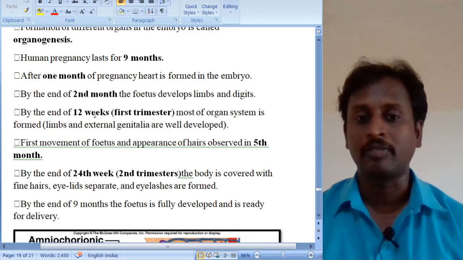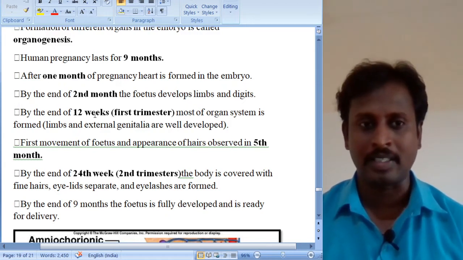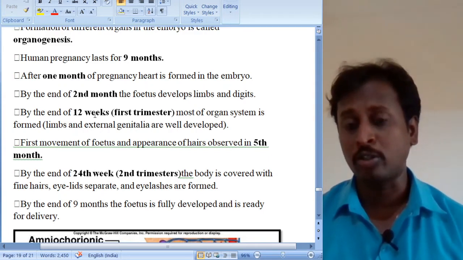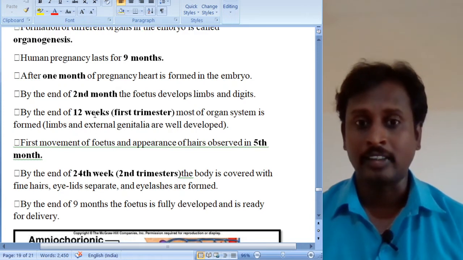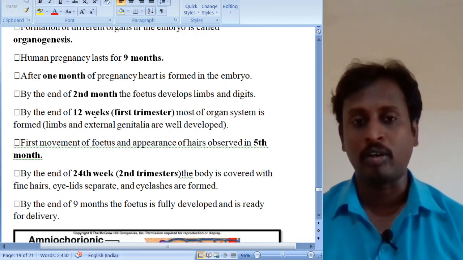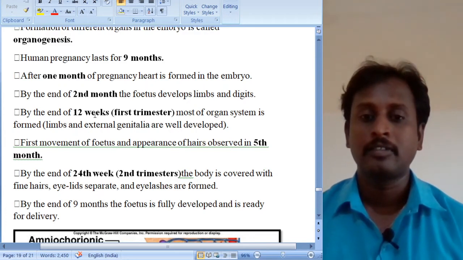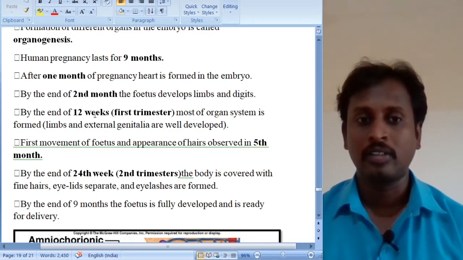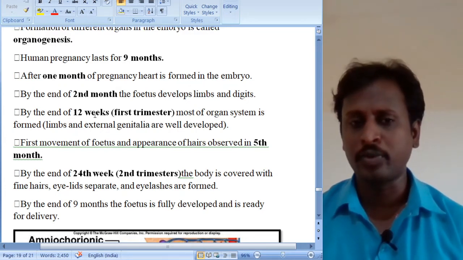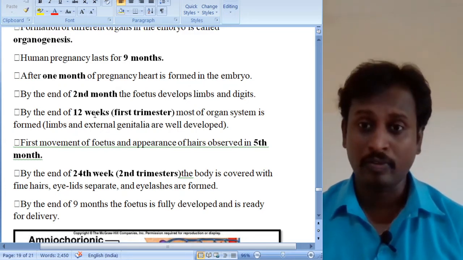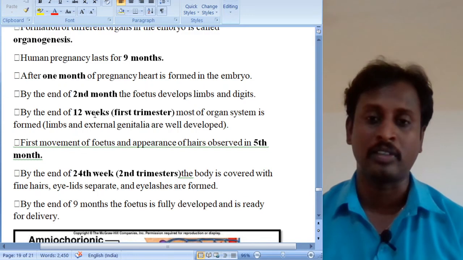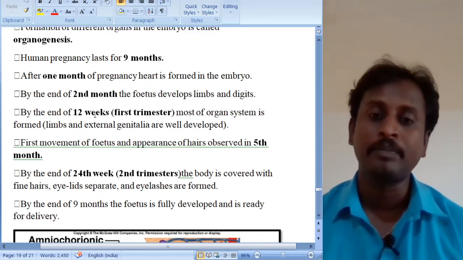Okay, here in the first trimester most of the organ system is formed. Among the limbs, external genitalia and the eyelids, these all are formed. The differentiation of the head, thoracic region, abdominal region, like this we can differentiate at this first trimester stage. Okay, and the first movement of the fetus and appearance of hairs on the head is observed or well observed in the 5th month of the baby or 5th month of the embryo.